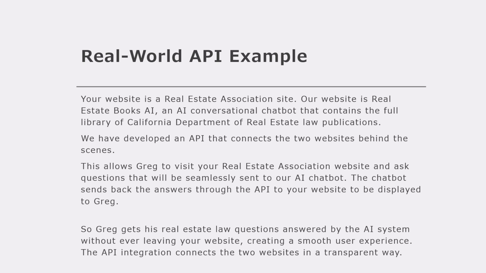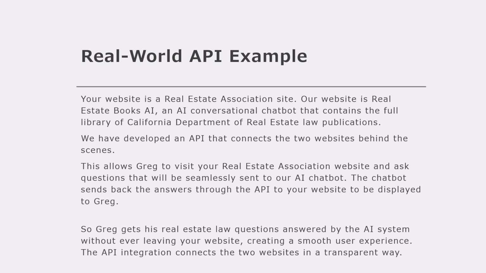So what's a real-world API example? Okay, your website is a real estate association site. Our website is Real Estate Books AI, an AI conversational chatbot that contains the full library of California Department of Real Estate law publications. We have developed an API that connects the two websites behind the scenes.